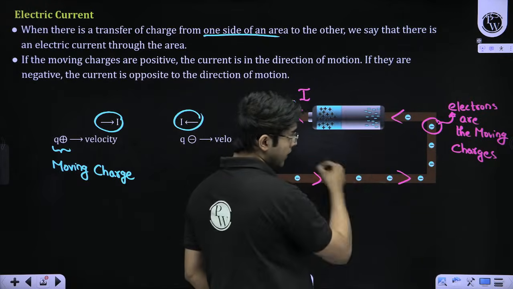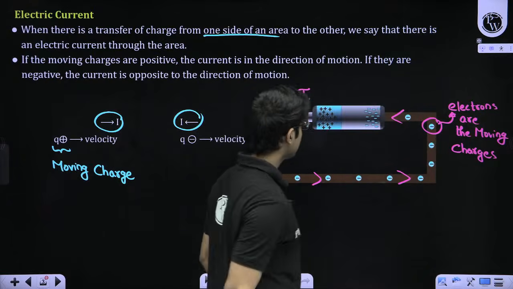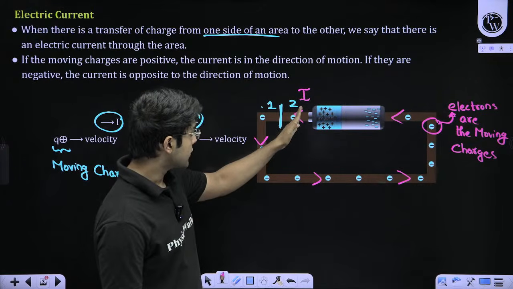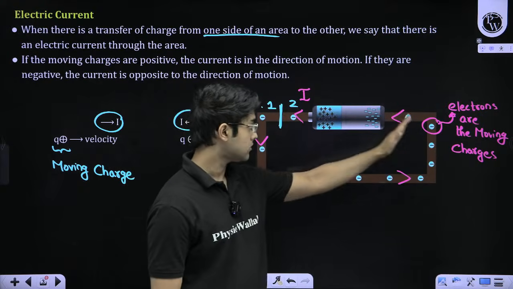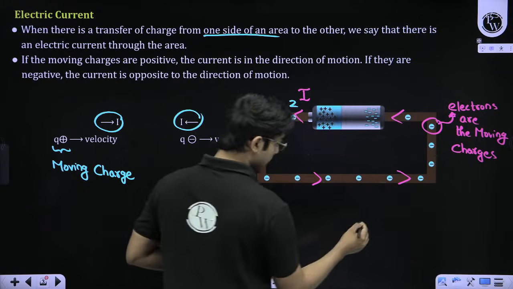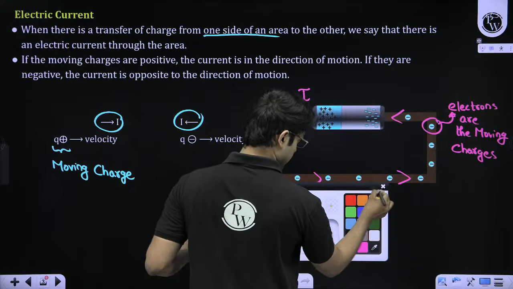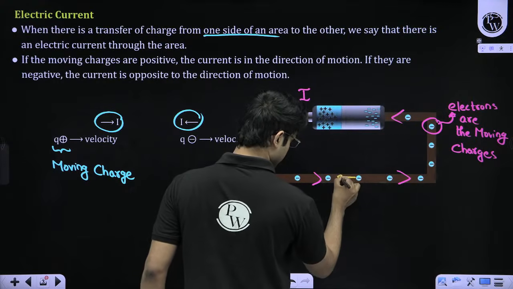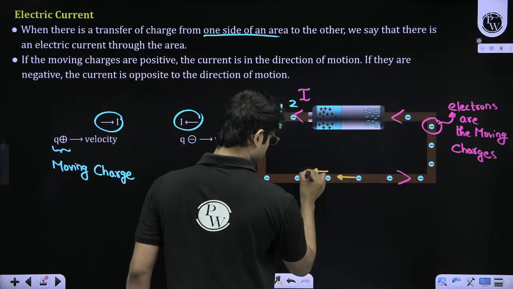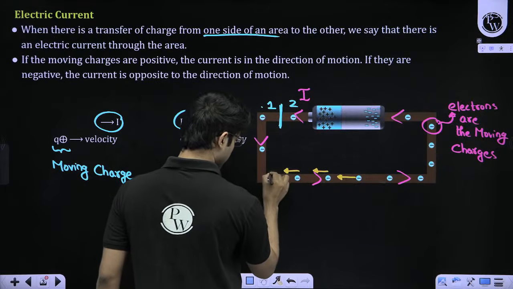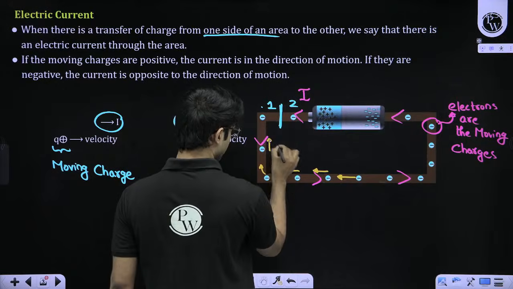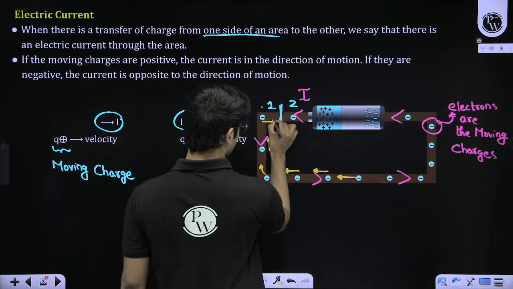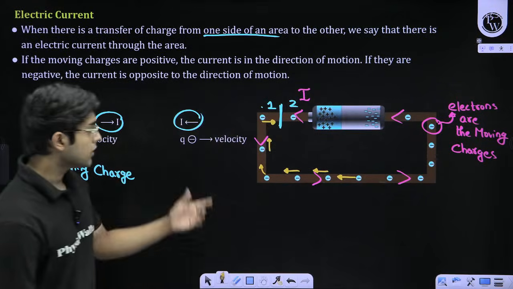So inside the conducting wire we have electrons moving, and if the direction of current is in the anti-clockwise direction, like this, then that means the electrons are moving in the opposite direction, right? This electron is moving in this direction. So these electrons must be moving opposite to the direction of current, because it is a negatively charged particle. So that is something to keep in mind.